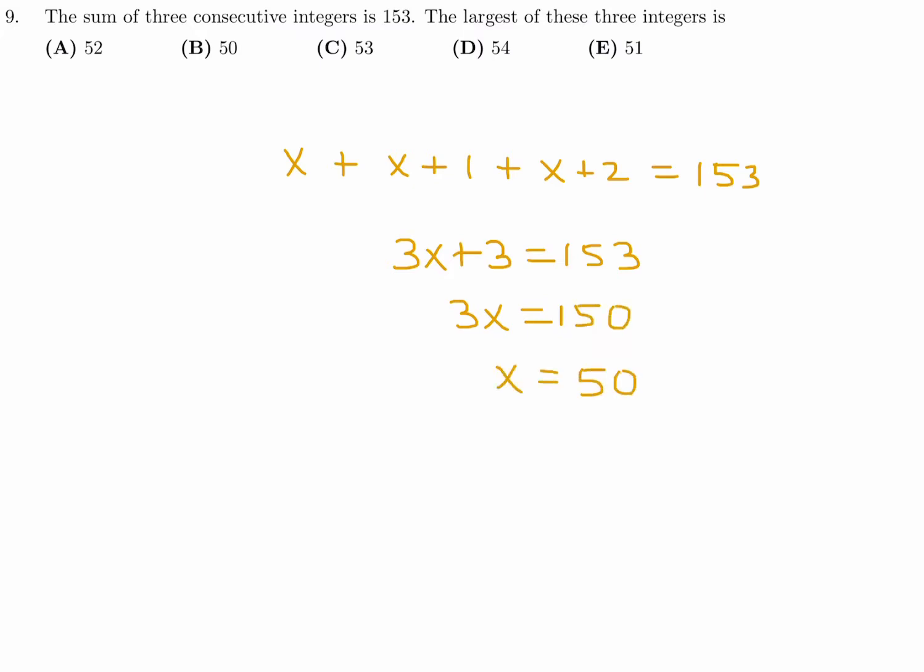Now the largest, therefore, if this is x, this is 51, this is 52. The largest of those three is obviously 52. So number 9, the answer is A.